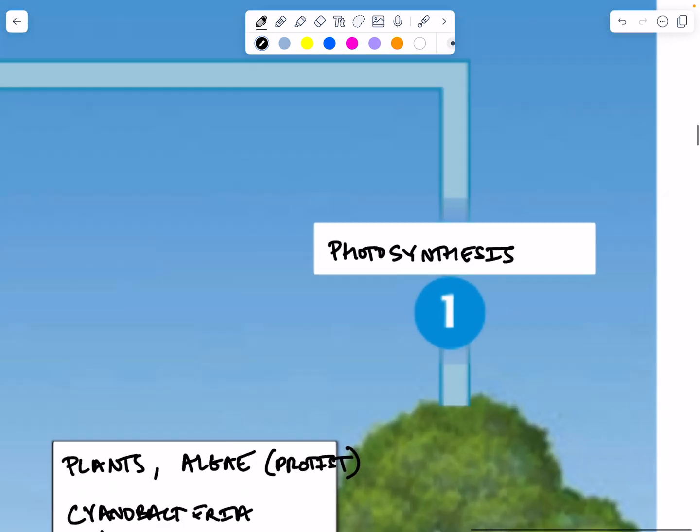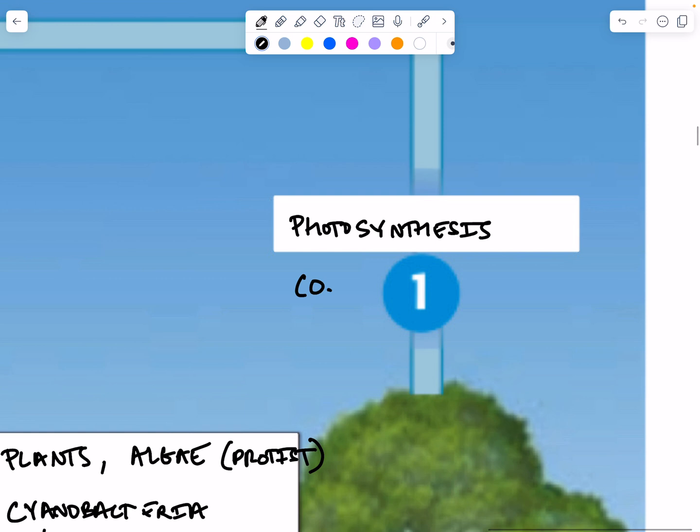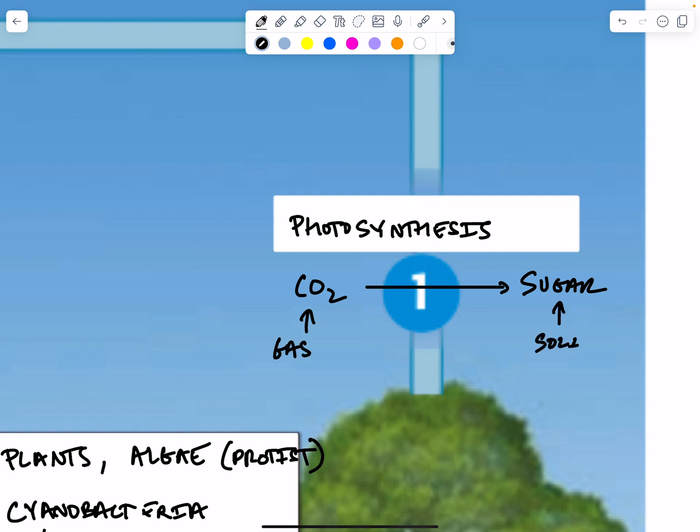Okay, so we have all these different types of organisms doing photosynthesis. And photosynthesis is the reaction that takes CO2 and, using the energy of the sun, smashes CO2 molecules together and makes sugar. So we take CO2, which is in the form of a gas, and we turn it into sugar, which is a solid.